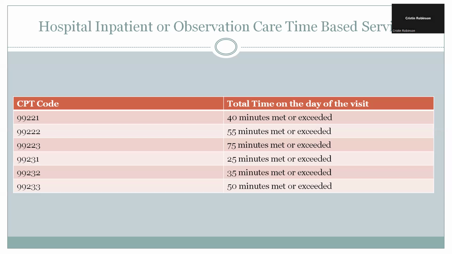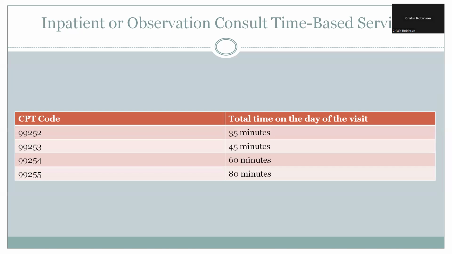And you have to meet or exceed the minimal time. It's not a range. You have to at least get that 40 minutes for a 221, or for a 233, you have to get at least 50 minutes. For inpatient or observation consult codes, remember I was mentioning a minute ago, for inpatient, you have the 25 codes. And again, these are not covered by Medicare, so you're going to fall back to your initial or subsequent inpatient codes.